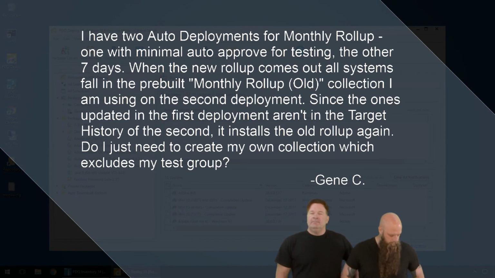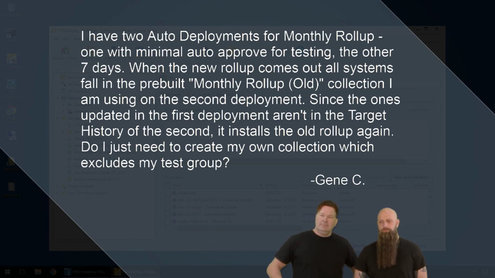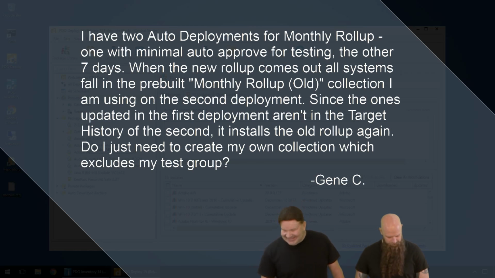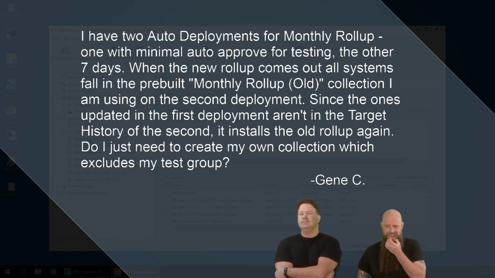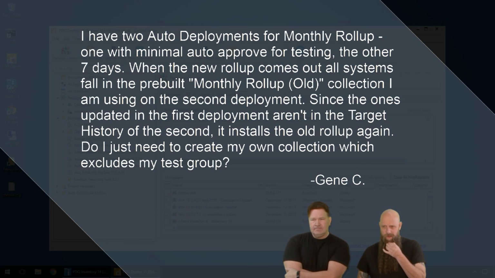Our first question comes from our good friend from OKC. It is Gene, the dancing machine. I have 2 auto deployments for monthly rollup, one with minimal auto approve for testing, the other 7 days. When the new rollup comes out, all systems fall in the pre-built monthly rollup old collection I am using on the second deployment. Since the ones updated in the first deployment aren't in the target history of the second, it installs the old rollup again. Do I just need to create my own collection which excludes my test group?